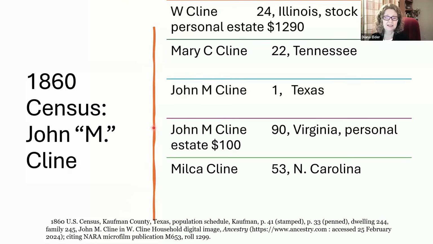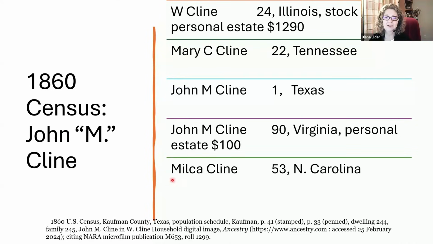Now, in 1860, after I had done the project, you'll notice my objective thought that John died after 1852. Well, in the course of the research, I found a very probable hit for a John M. Cline in Texas. So this W. Cline, they're out in Texas, born in Illinois. There's a Mary, there's a John, young John, and older John, and then there's a Milka.